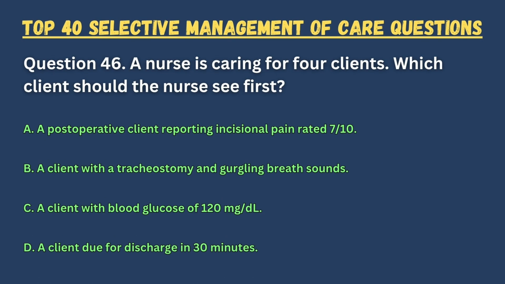Question 46. A nurse is caring for 4 clients. Which client should the nurse see first? A. A post-operative client reporting incisional pain rated 7 out of 10. B. A client with a tracheostomy and gurgling breath sounds. C. A client with blood glucose of 120 milligrams per deciliter. D. A client due for discharge in 30 minutes.